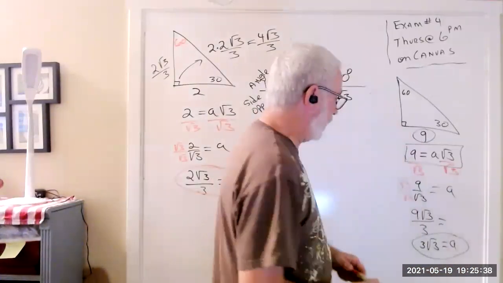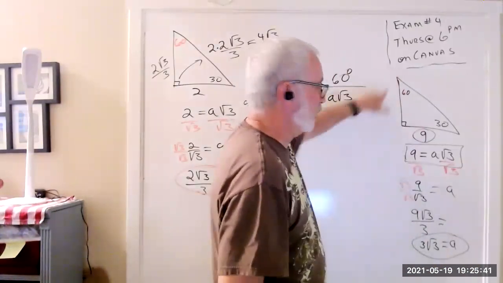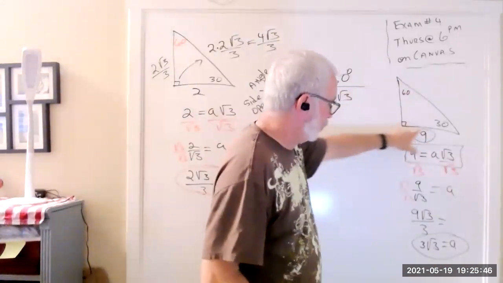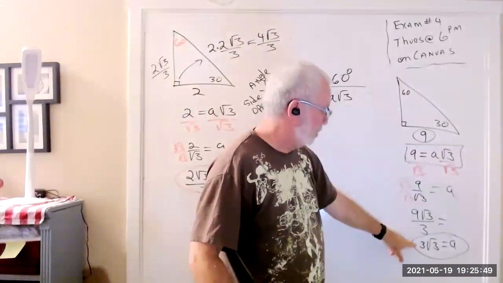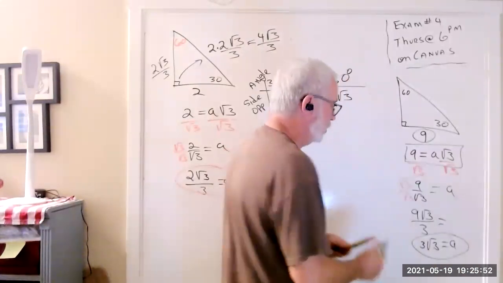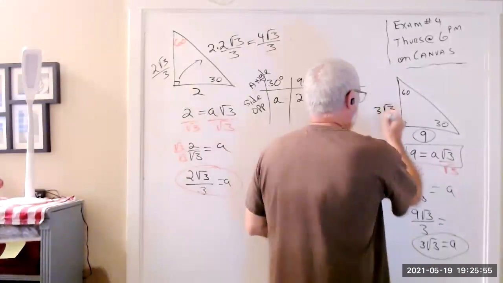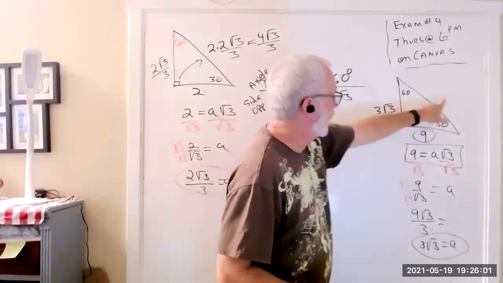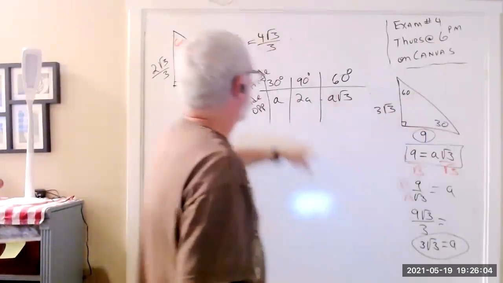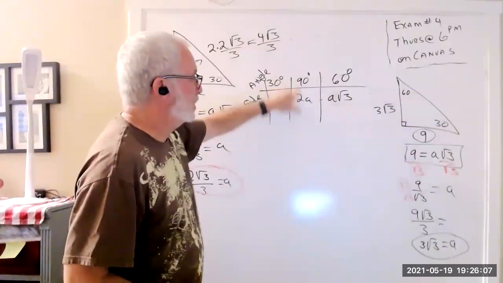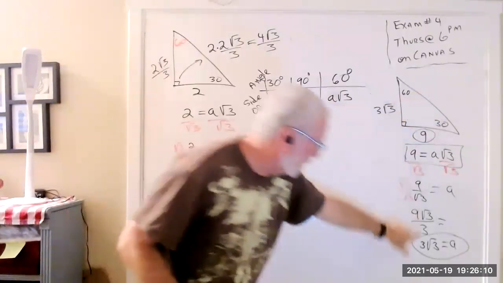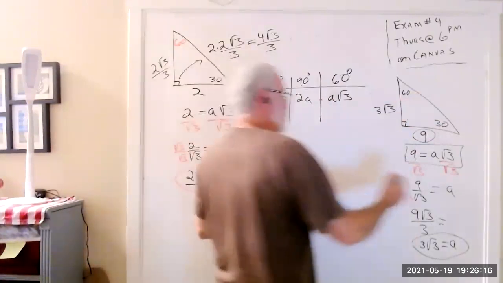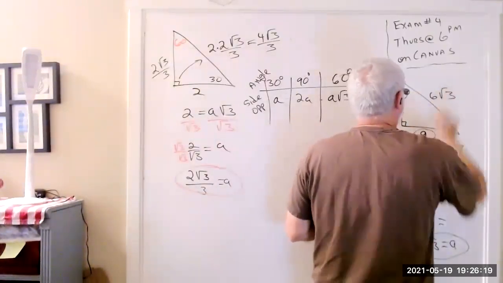So question, where is A on this picture? Not on the worksheet. On this picture, where does that number go? The opposite of the 30-degree angle. Good. So this is 3 radical 3. Now, the last thing is the hypotenuse. The hypotenuse is opposite the 90-degree angle, and it's 2 times my A number. So 2 times that should be 6 radical 3.